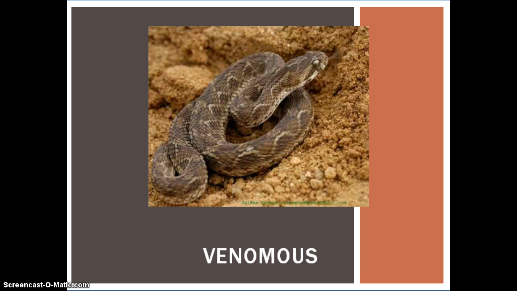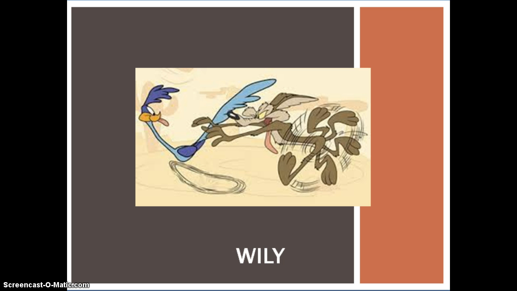Venomous, this one's probably one of the easiest ones that you'll have this unit. Venomous is an adjective. It means poisonous, spiteful, or mean. So we have a picture here of a venomous snake. Very easy to remember this one. The synonym for this word is malevolent. Again, mal meaning bad. And the antonym for this word is benign.